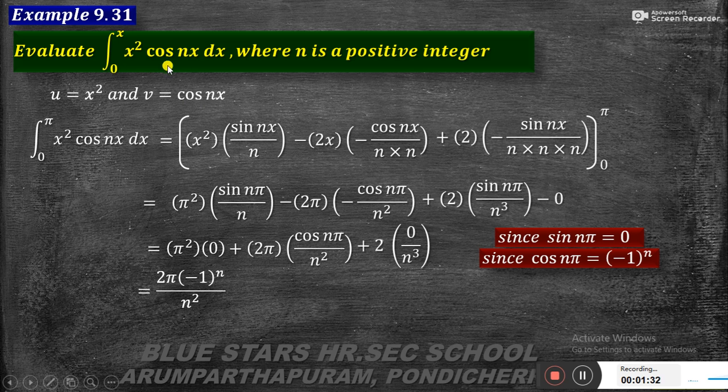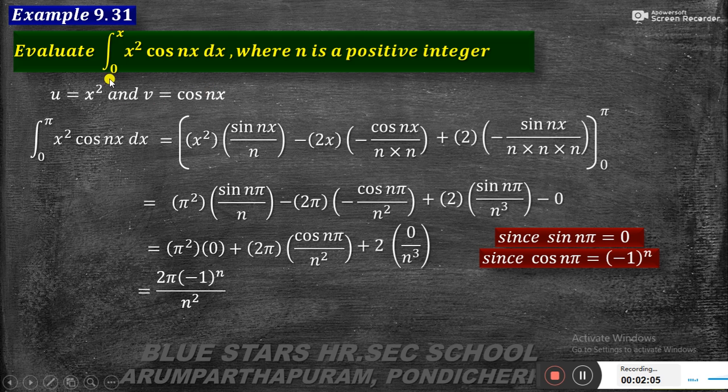So now I apply the Bernoulli formula. Whenever you apply the Bernoulli formula, you take the x terms and consider it as u. So I take u equal to x square and v equal to cos nx. I take x square as u because x square gives successive differentiation that reaches 0.